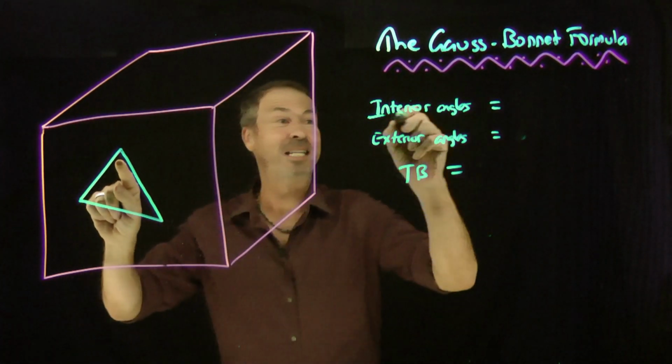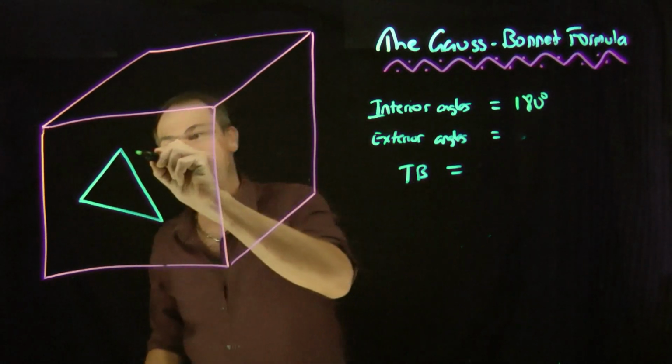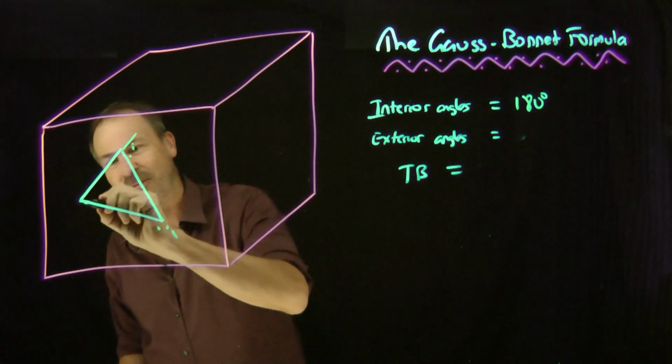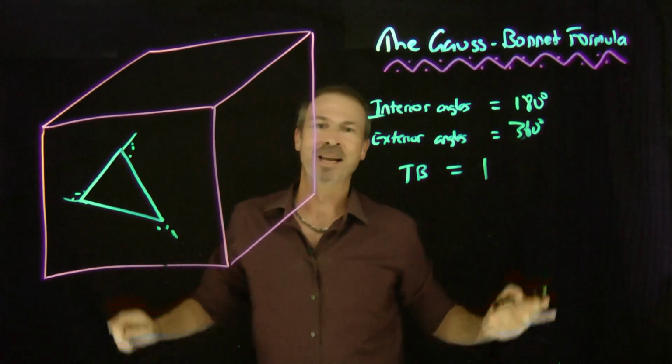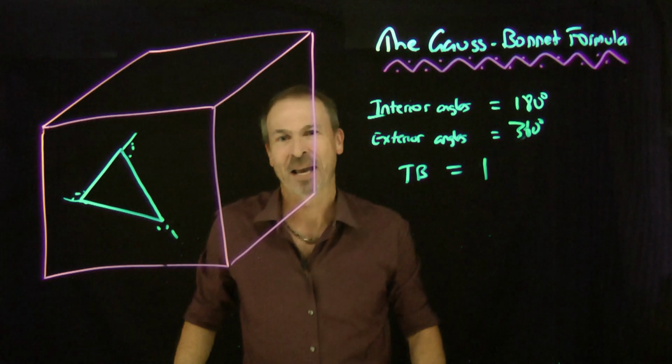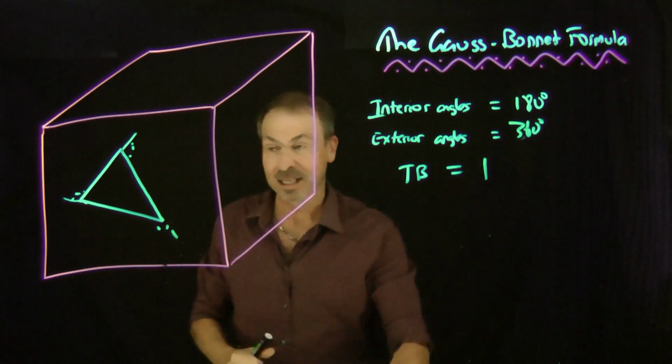It's still going to have interior angles adding to 180 degrees. It's still going to have these exterior angles adding up to 360 degrees. And the total bending of this thing is still going to be 1. Nothing new and exciting there. Okay, not a very exciting example indeed. All right, so let me make it a little more interesting.